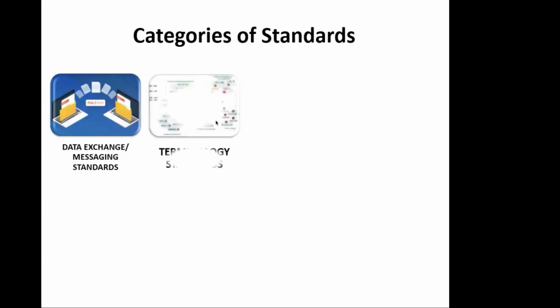Next is terminology standards. These vocabularies provide specific codes for clinical concepts such as diseases, problem lists, allergies, medications, and diagnoses that might have varying textual descriptions in a paper chart or a transcription. Examples of terminologies are LOINC for lab results, SNOMED for clinical terms, and ICD for medical diagnosis.